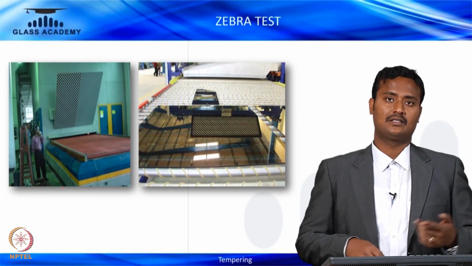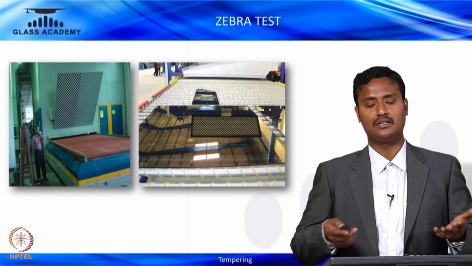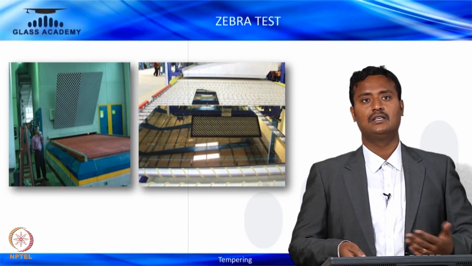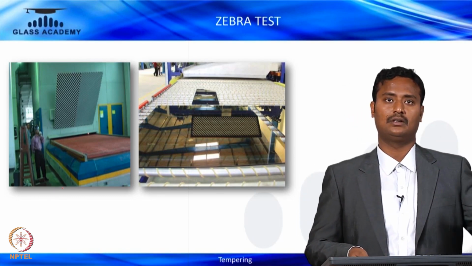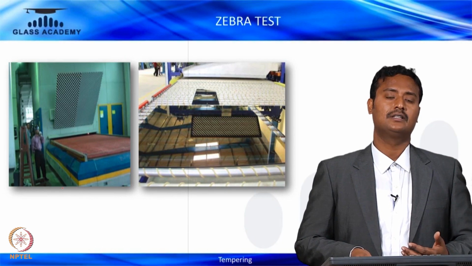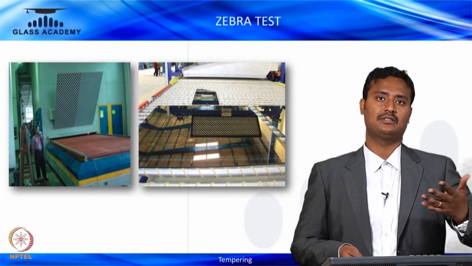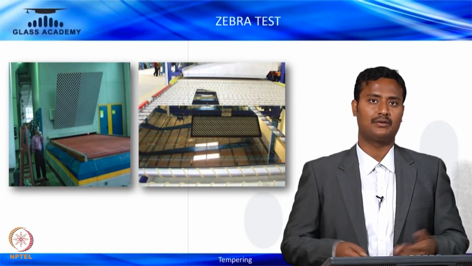And the zebra test is the optical test which we conduct from a distance of 3 meters at a 30-degree angle when the glass exits. The zebra board is already placed on the tempering furnace. When the glass exits, you can see how the zebra lines are reflected. If it is completely distorted, you have to reject it.